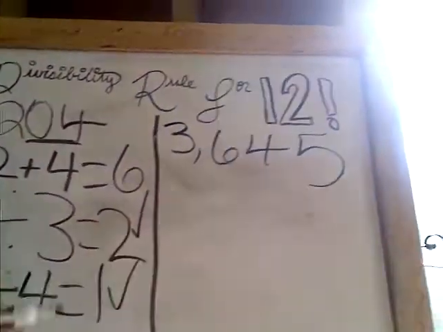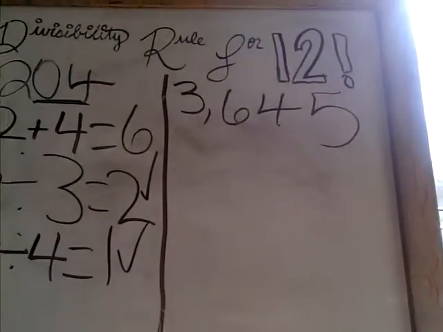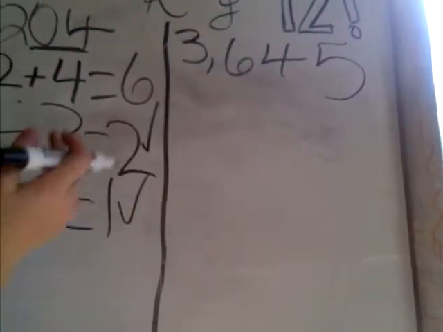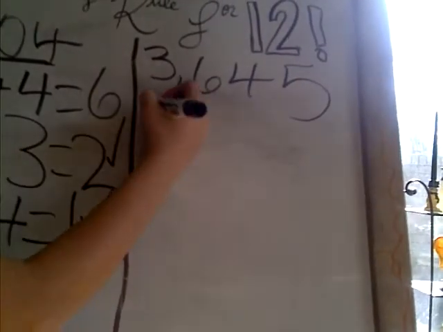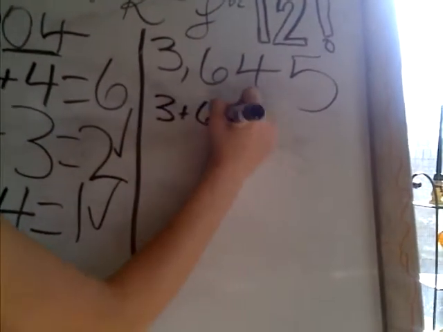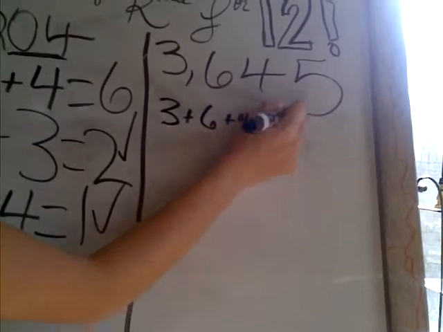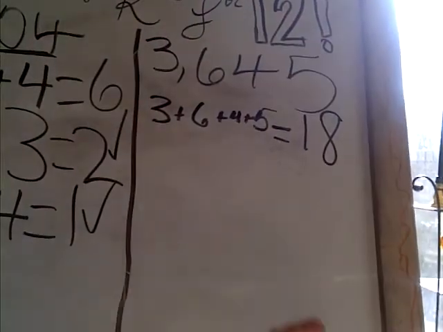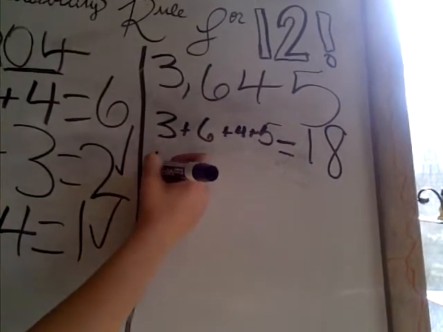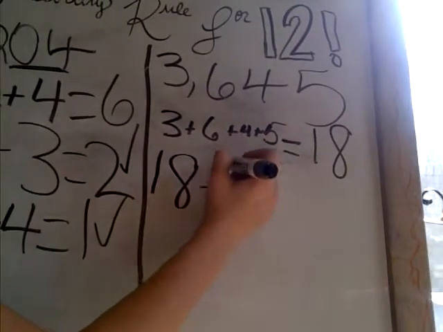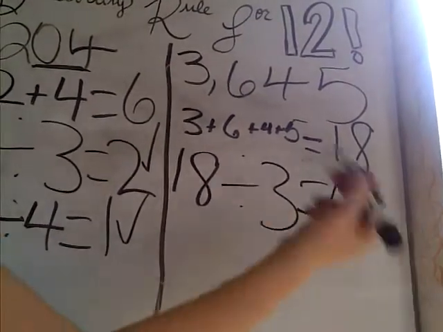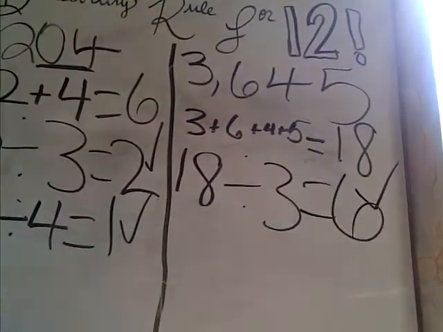Now, our next number is 3,645. And you add up all the digits. That equals 18. Then you take 18 divided by 3, and that equals 6. So it is divisible by 3.